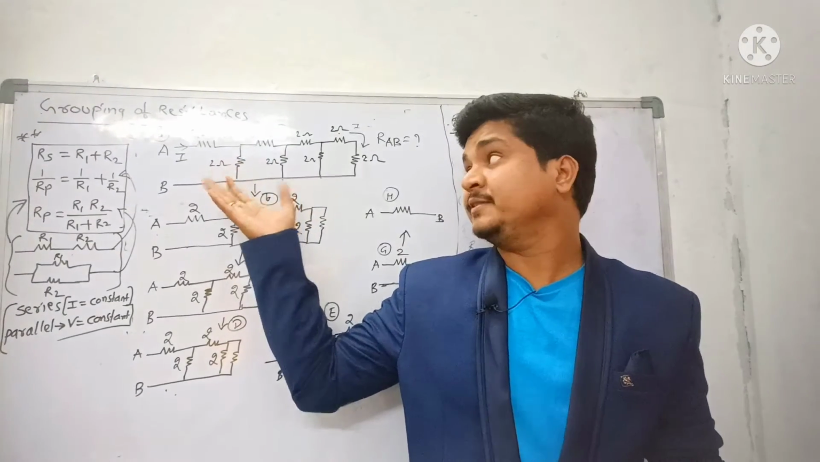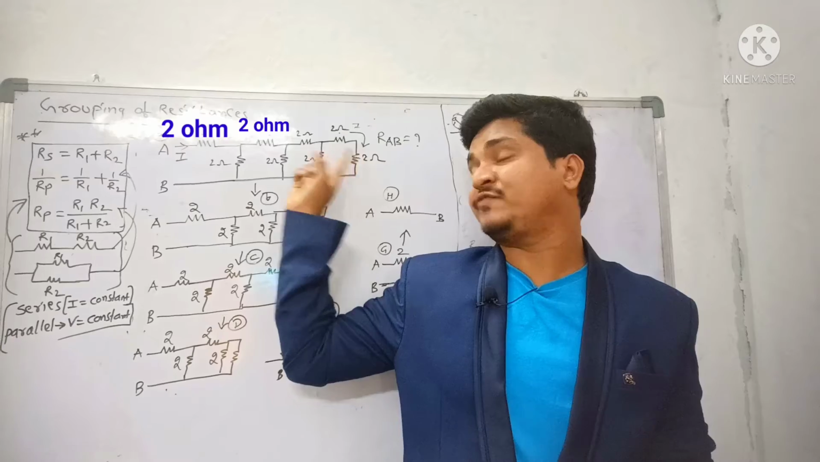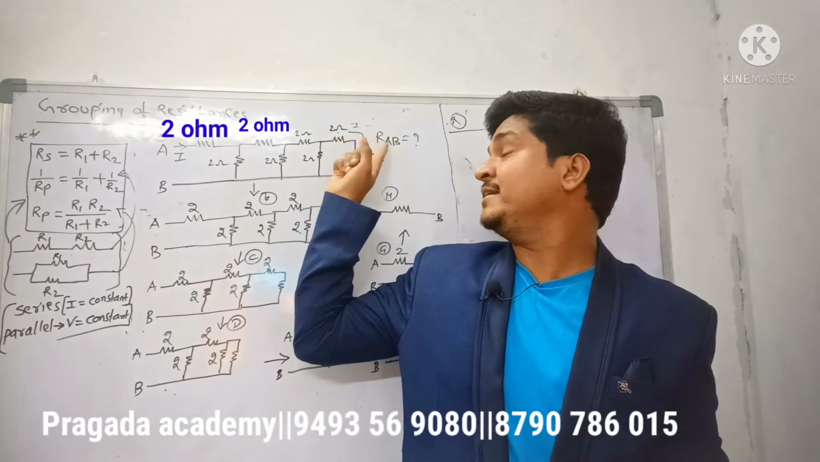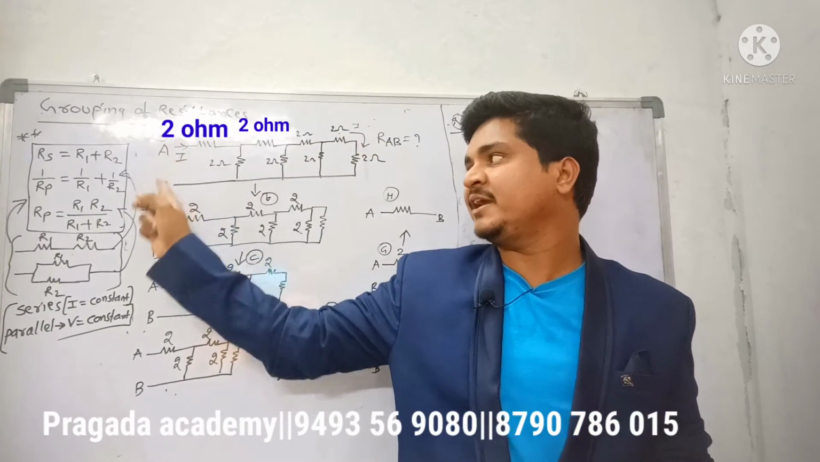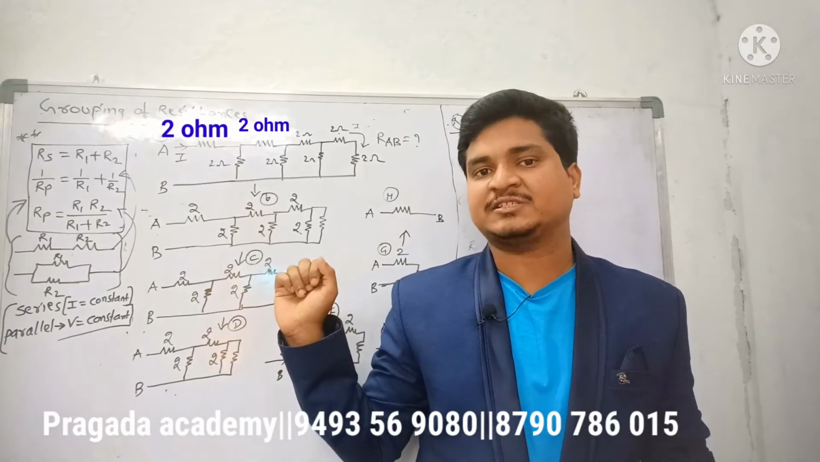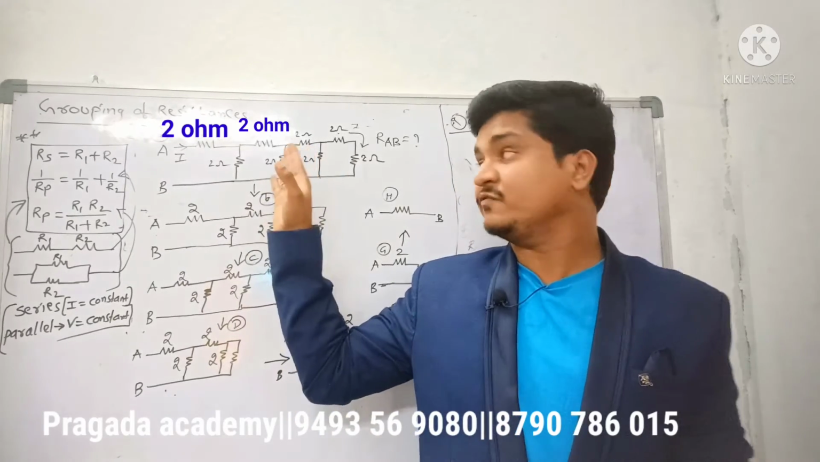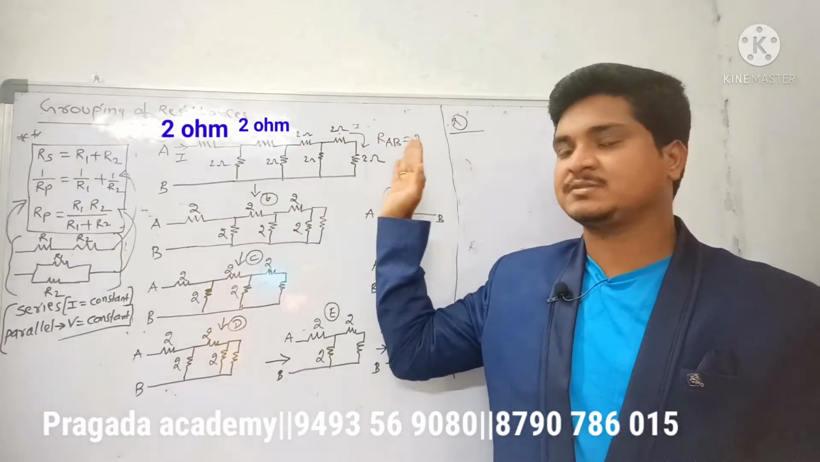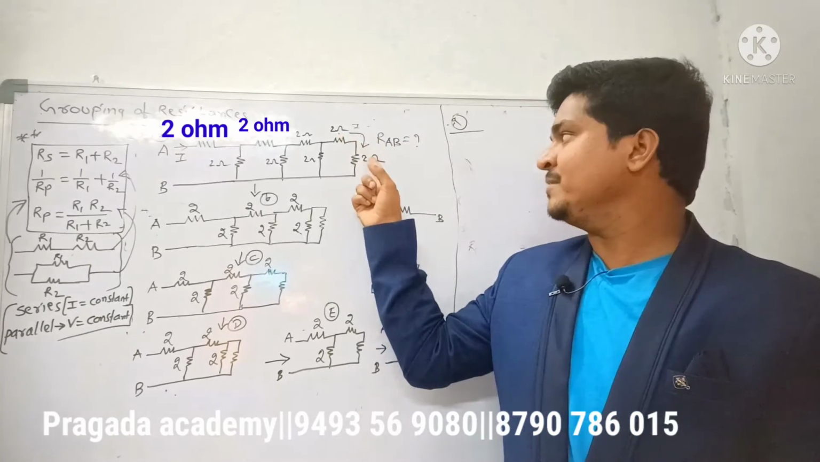Next problem: they connected 2 ohm resistors in different combinations. They asked to find RAB, nothing but the equivalent resistance in between A and B. For these types of circuits we need to solve from the end onwards. So here 2 ohm in series. Why?